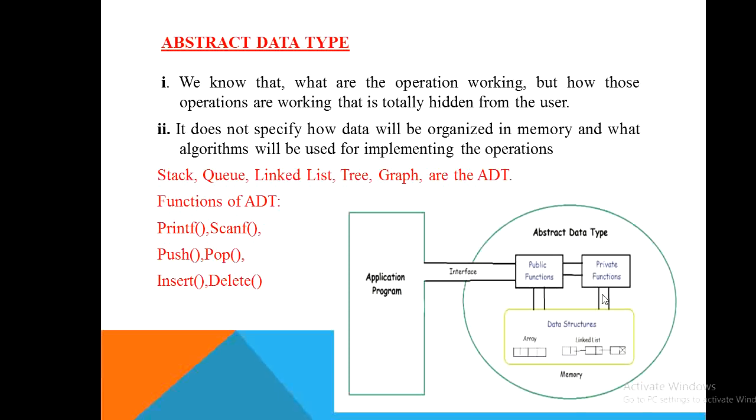This is the concept of abstract data type. So stack, queue, linked list, tree, graph are the abstract data types. All the operations in stack, queue, linked list, tree, graph, we know, right? All the functions and objects of stack, queue, linked list, we know, but their detailed implementation we don't know. That's why these are the abstract data types.